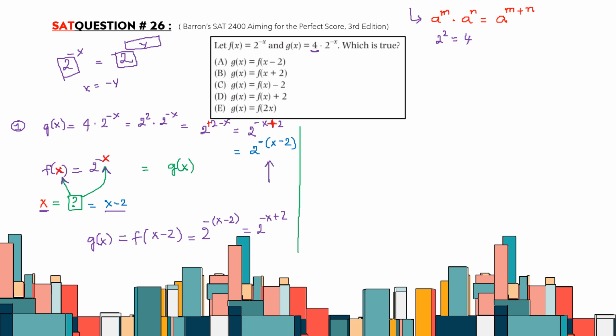So the right answer is g of x is equal to f of x minus 2. The answer is A.